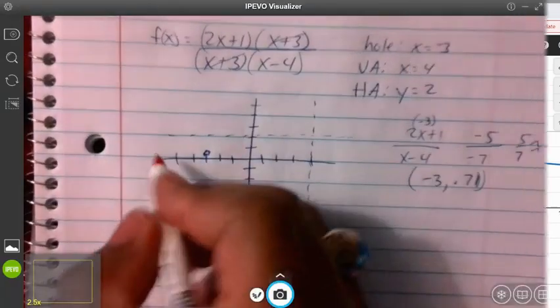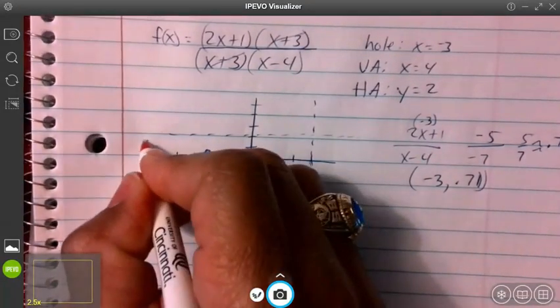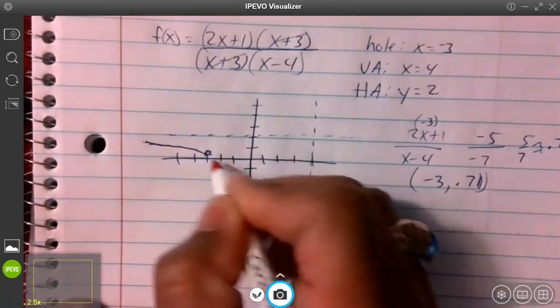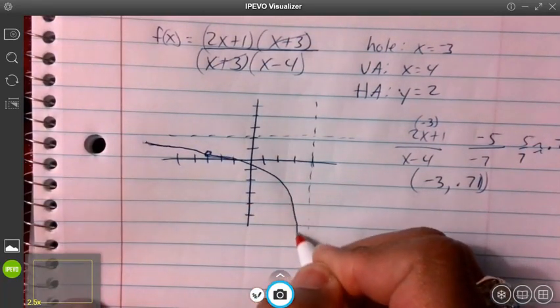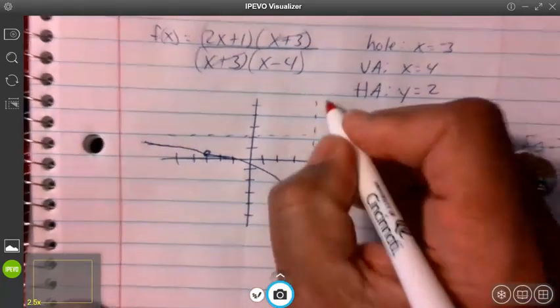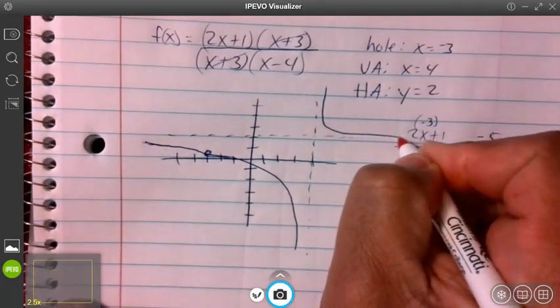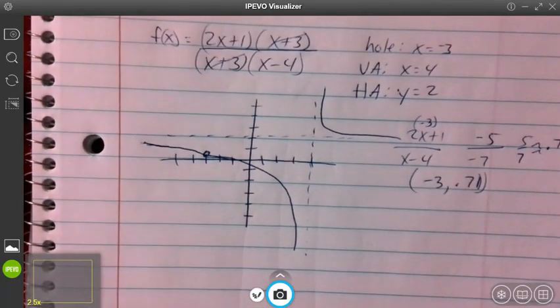Now we sketch our graph. See that our graph is going to come down here, it goes through that hole. Again, just the best that you can. It just gives us an idea. So right there, that is our graph.